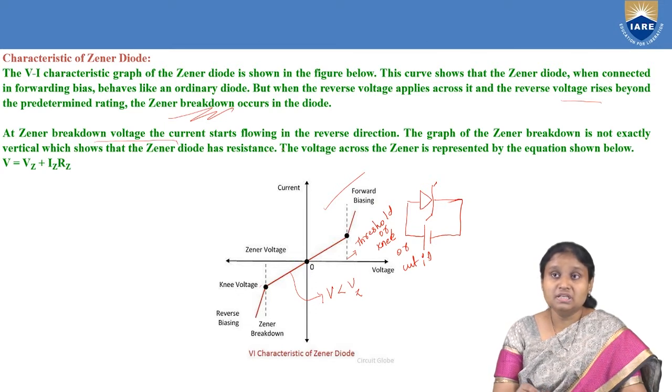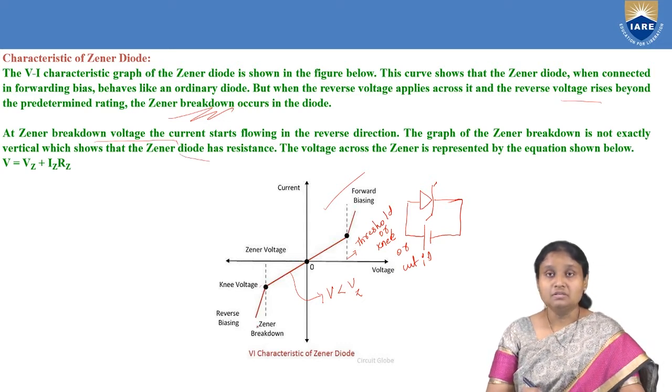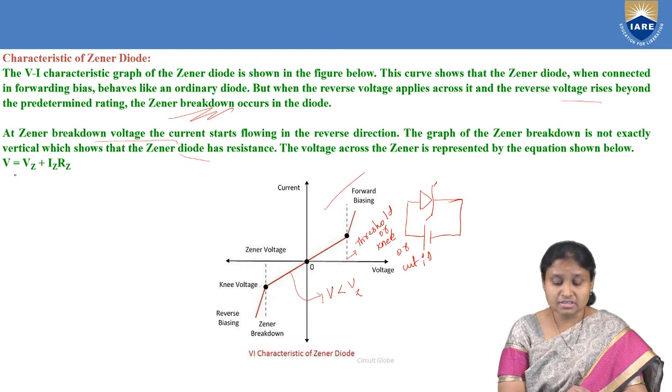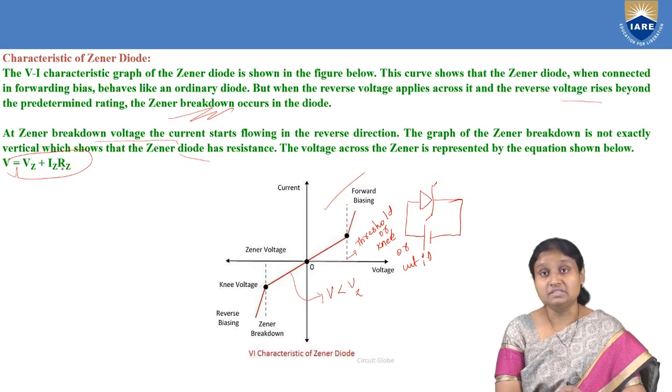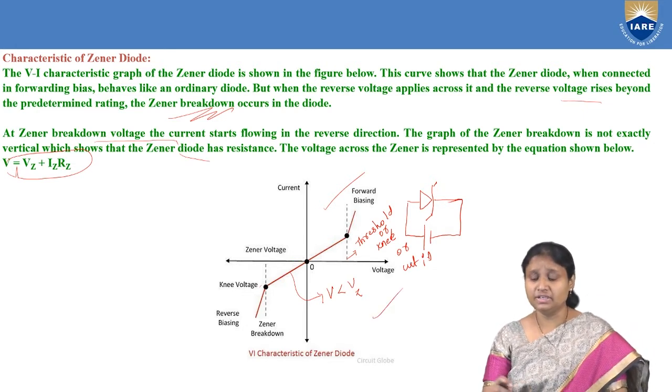And what you are going to observe here is that the Zener breakdown is not exactly vertical. So it means that the Zener diode has some resistance. If we try to figure out the voltage across this Zener, we can write it as Vz, where Vz is our Zener voltage, Iz is the Zener current flowing at that particular voltage, and Rz is the resistance given by the Zener diode. So this is the graph given by our Zener diode.